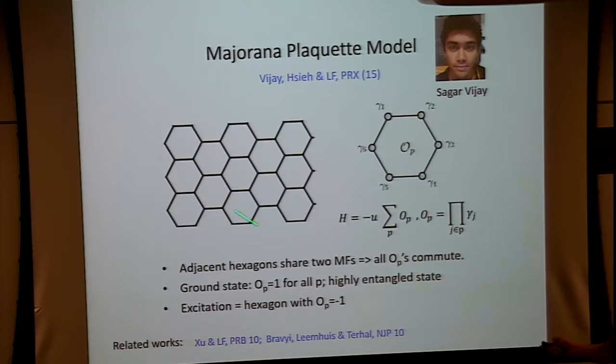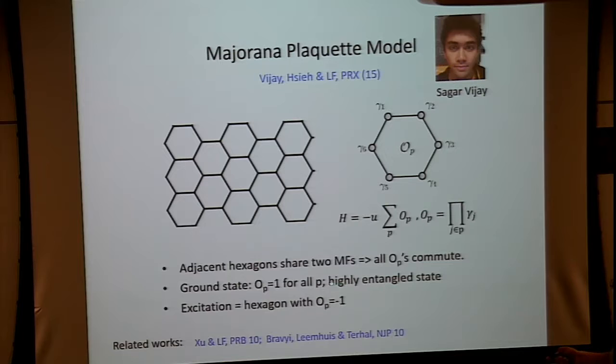The reason we choose this honeycomb lattice is because in the honeycomb lattice, all the neighboring hexagons share two Majorana fermions. As a result, these hexagon operators all commute. Every two Majorana operators anti-commute, but if you have an even number of them consisting of different Majorana operators, they commute. So this particular lattice with this interaction guarantees that the Hamiltonian consists of all commuting operators. So it's a solvable Hamiltonian. The ground state is very simple. All these hexagon operators take eigenvalue plus one in the ground state.